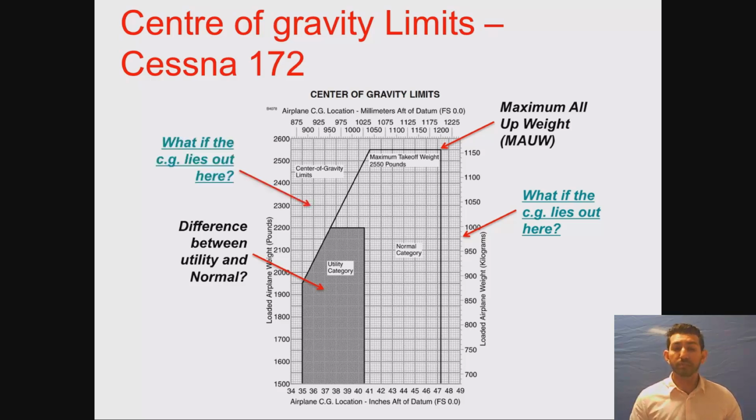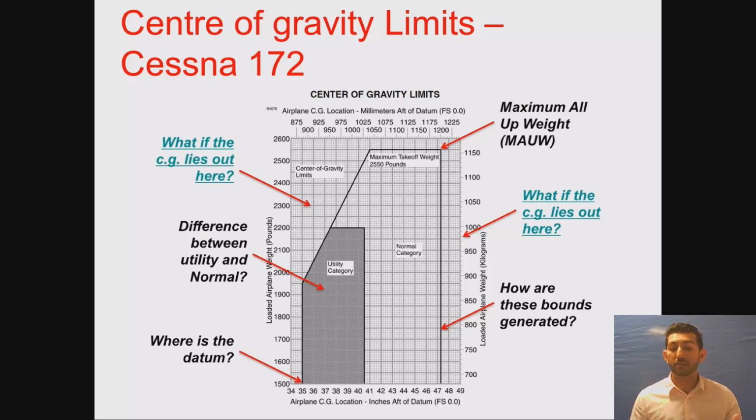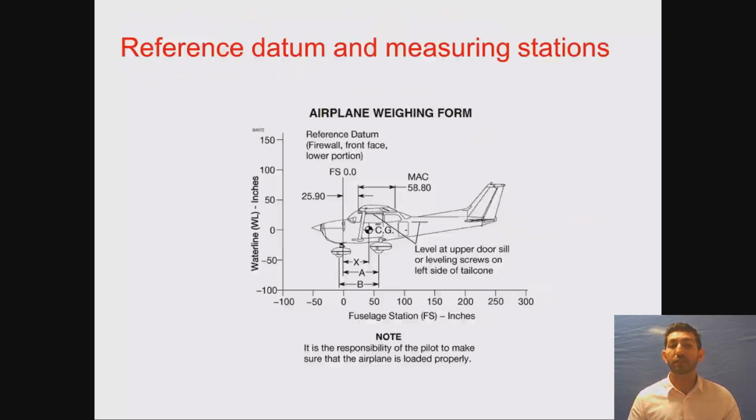So again, how are these bounds generated? And this is something that we'll go through throughout this lecture series and future ones. So where is this datum? If you were to take the Cessna 172, you'll find that the reference datum sits right at the firewall point, and the distance between that and the center of gravity is just outlined there in that picture as x.